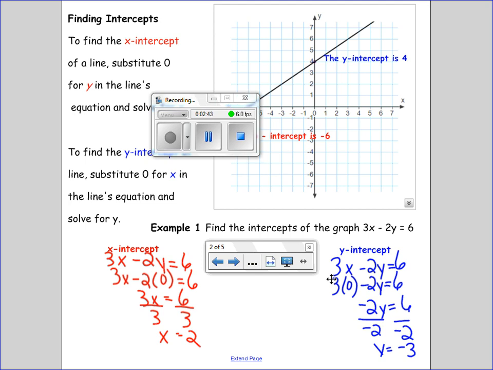So let's recap. You're going to be given a graph. They're going to ask you to find what the intercepts are. The intercept is where it either crosses the x-axis or the y-axis. In order to determine what the x-intercept is in the equation, you substitute 0 for y. In order to determine what the y-intercept is, you substitute 0 for x.